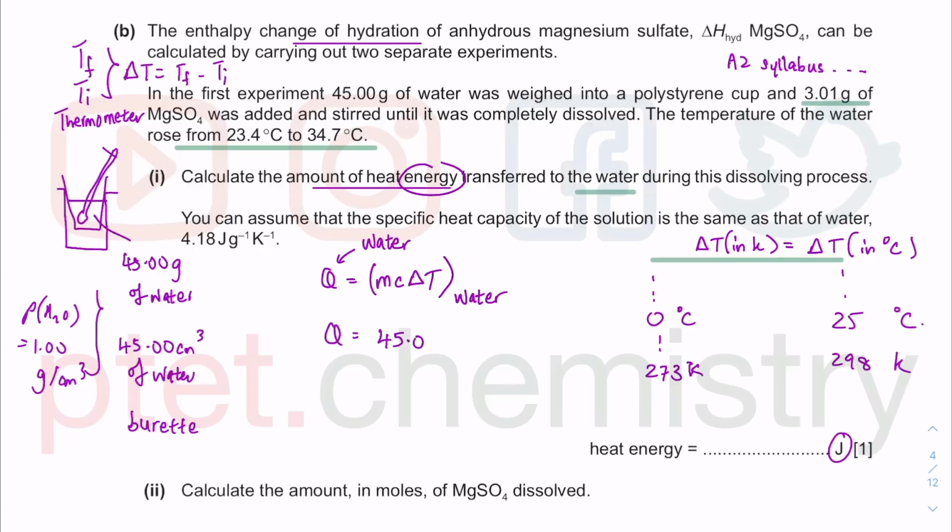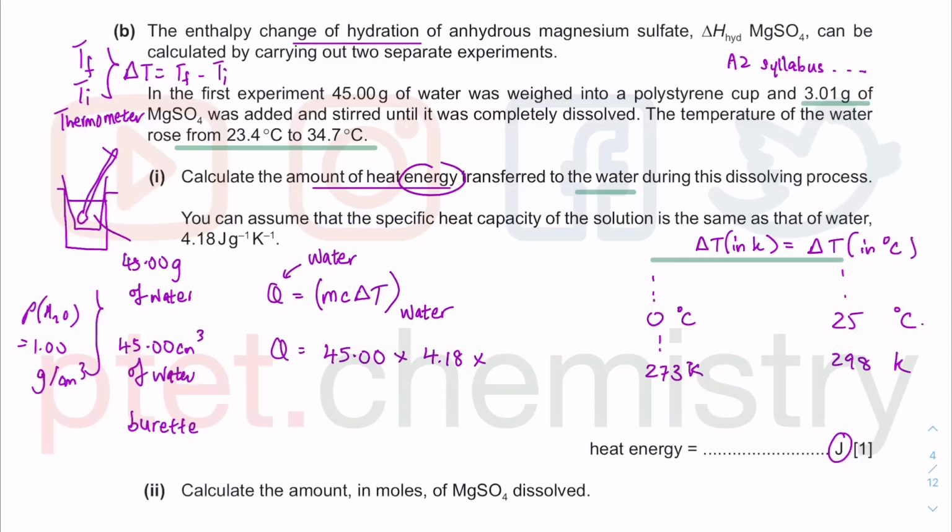It's 45.00 multiplied by 4.18 multiplied by 3. Oops, see, I nearly made a mistake there. The change in temperature there. So we read the question again. So it's going to be the final temperature, 34.7 minus 23.4. Change in temperature is the same. I do not need to add 273 there. So Q equal to, and just press your calculator carefully. Use brackets for the last computation there, so that you don't make any mistake.